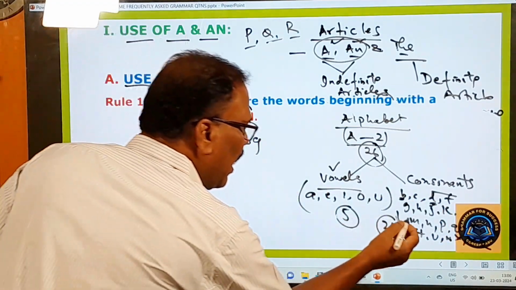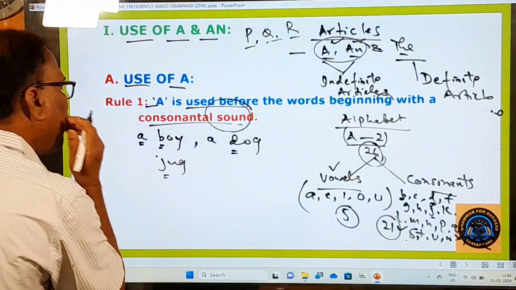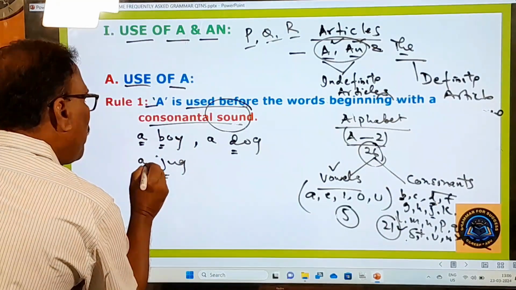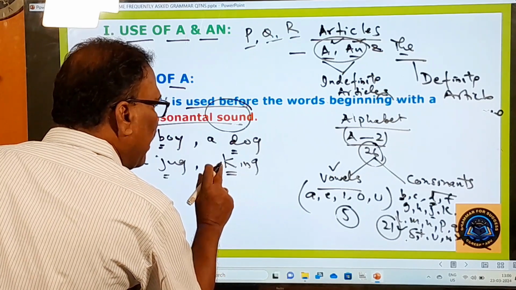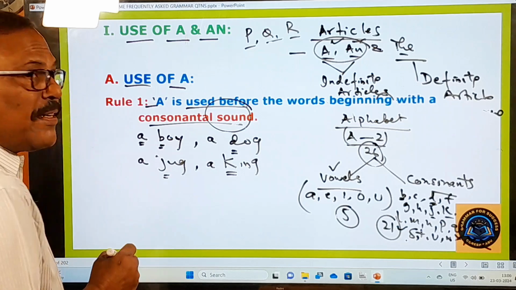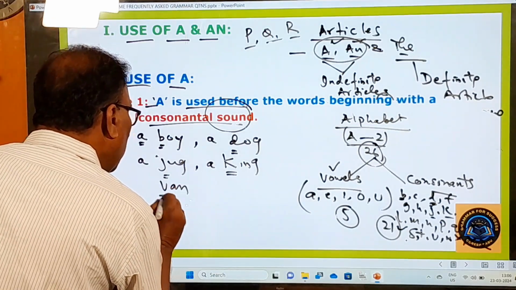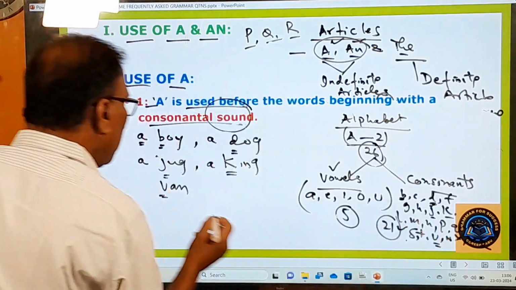A. Right. And here, jug. What is the word beginning with J? J is a consonantal sound. What should we use before that? A. Okay. King. The word begins with K. K is a consonantal sound. What should we use before that? A. And here, van. What is the word beginning with V? V is a consonantal sound.